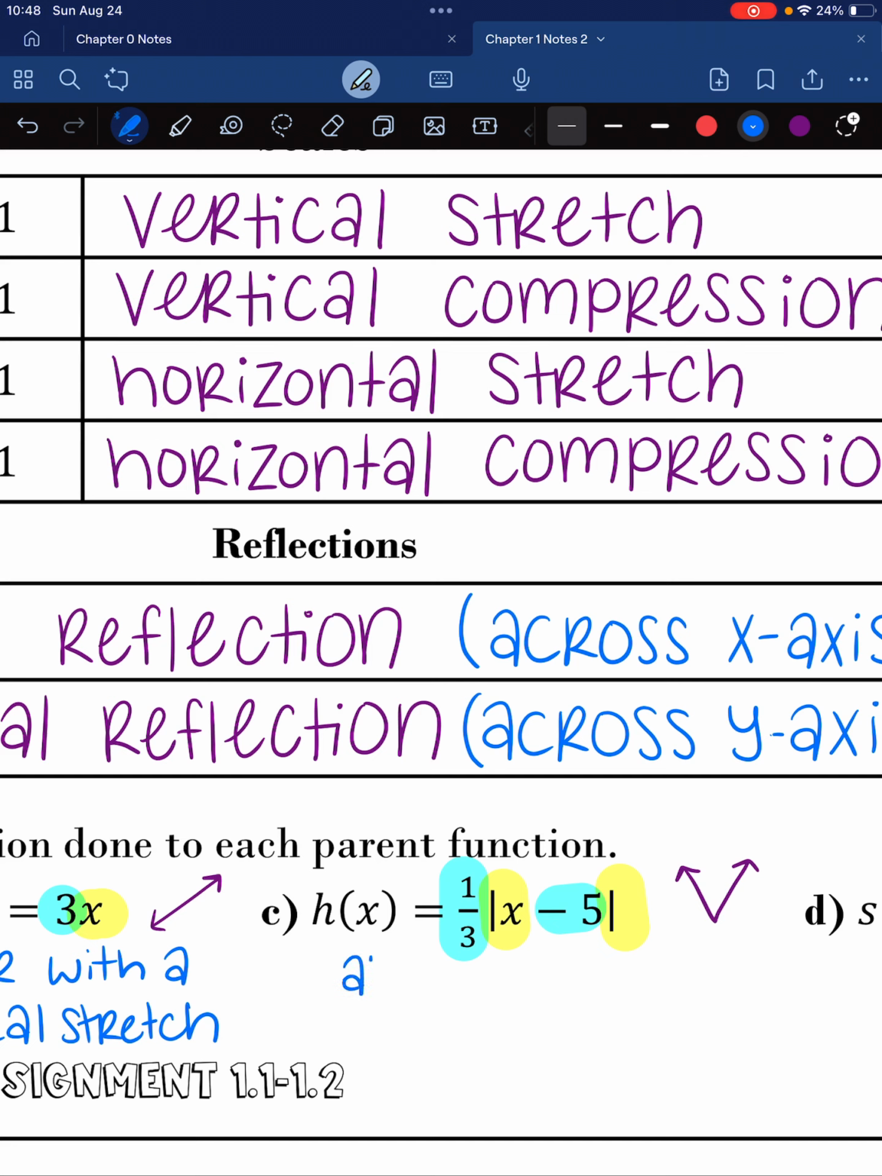Okay, so this is going to be absolute value. I'm going to abbreviate that, abs value. And it's going to move right 5, absolute value right 5, with a, and since this is a number less than 1, that's going to be a vertical compression.